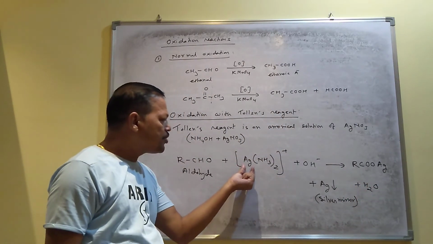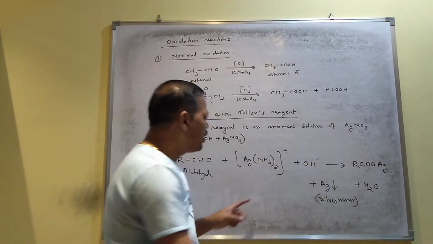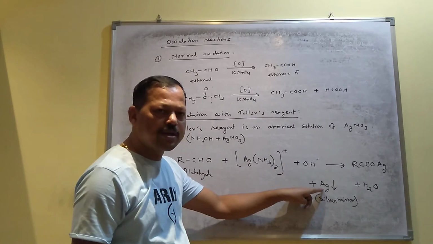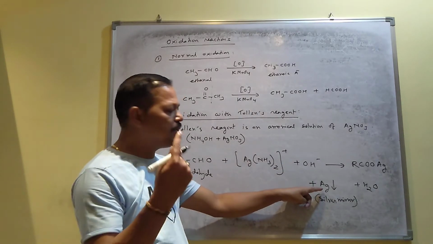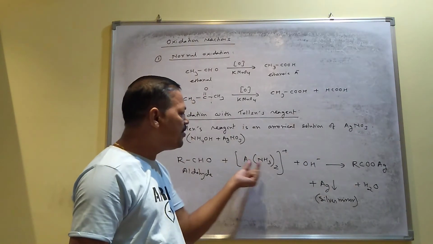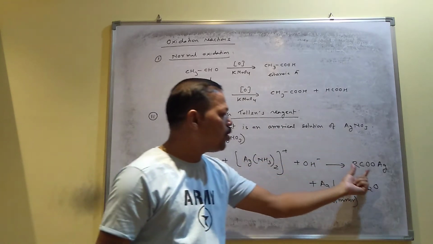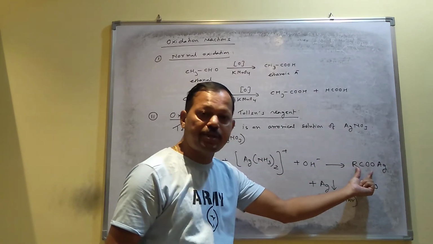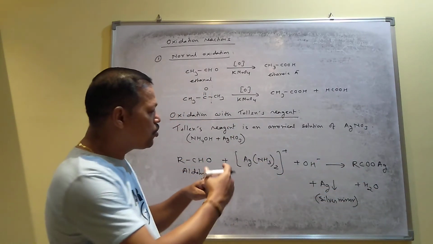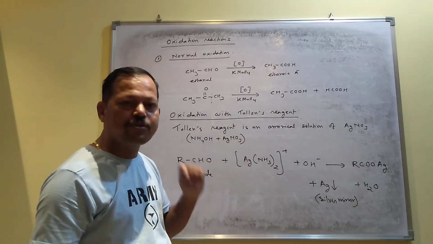Here the charge of silver is +1, and here the charge of silver is 0. I mean, +1 is converted to 0. That means gain of 1 electron, and gain of electron means reduction. I mean, silver undergoes reduction and aldehyde undergoes oxidation. It oxidizes to carboxylic acid. So in this reaction, both oxidation and reduction take place. I mean, this is one example of a redox reaction.